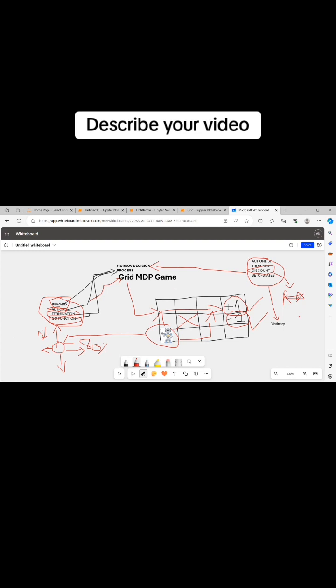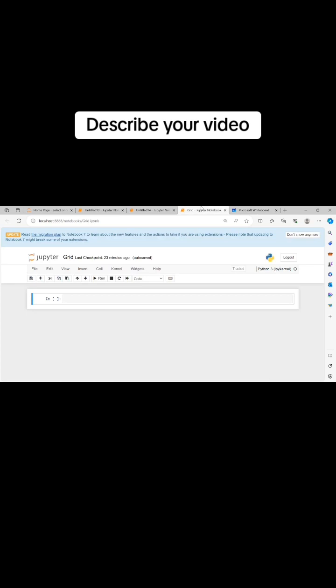And then we are talking about probability. This is that 80% it will move in this direction, and with the remaining probability it can move in other directions. So basically we are talking about the basic needs. Now we will implement in Jupyter, and then we will analyze the movement.